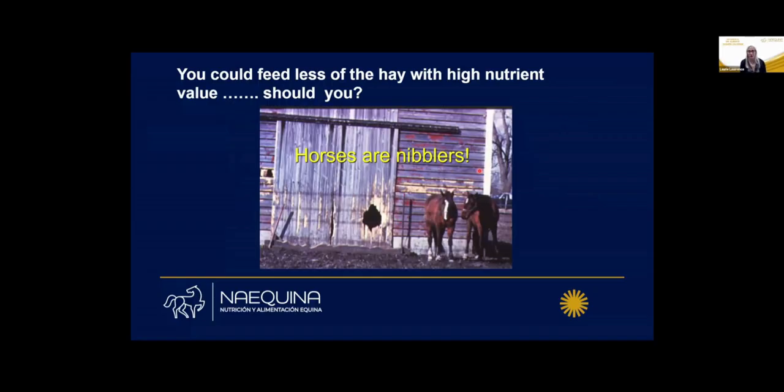And you can restrict intake, but as Elias just talked about, horses are going to chew on something, whether it's forage or the barn or the fence or their neighbor's tail. So while you can feed less of the hay that has really high nutrient value and restrict their intake, it may not be the management practice that you want to use. What would be better would be to select a forage that has lower nutrient content so you can feed more of it and provide adequate chewing time, eating time for those horses.